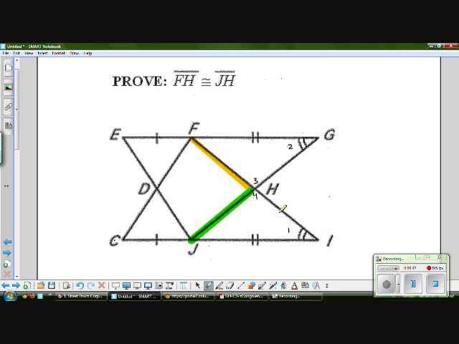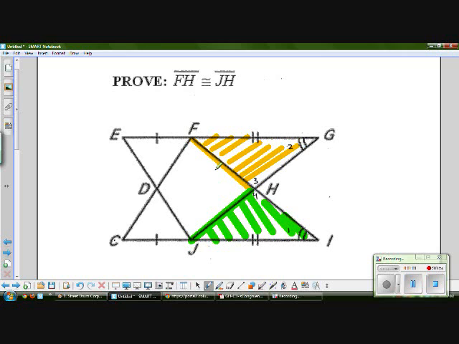So the question that should be in the back of your mind is, what do I have to show in order for these two side lengths to be congruent? And the answer to that question is the triangles that contain those side lengths. So if I can show that this green triangle is indeed congruent to this yellow triangle, then I would argue that these side lengths have to be congruent as a result, because if two triangles are congruent, then all corresponding sides and angles of those triangles are likewise congruent.